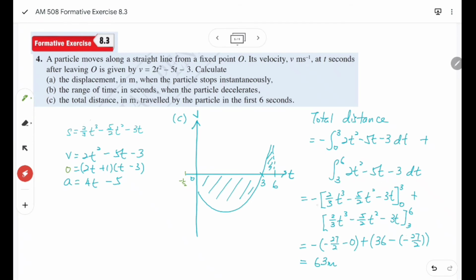So we have negative of (2/3 t cubed minus 5/2 t squared minus 3t) from 0 to 3, plus (2/3 t cubed minus 5/2 t squared minus 3t) from 3 to 6. By substituting in all the values of 3, 0, 6 and 3, we will get these values and end up with 63 meters. So the total distance traveled by the particle in the first 6 seconds is 63 meters.